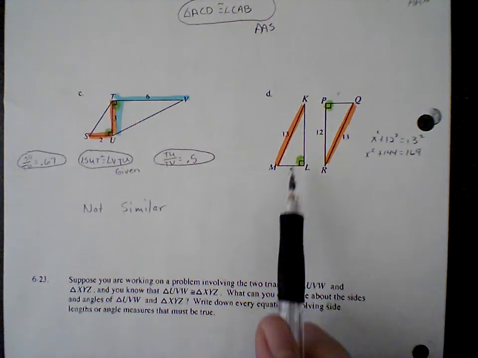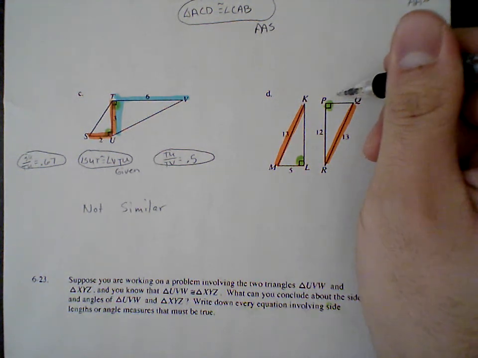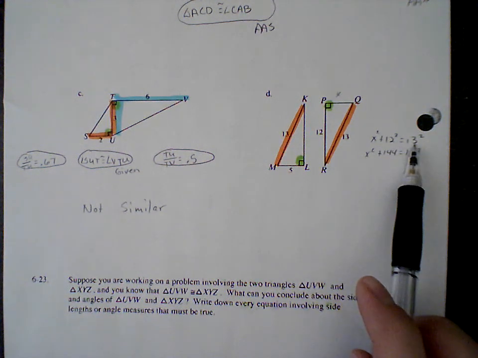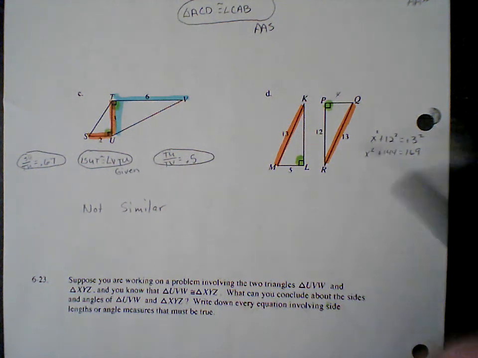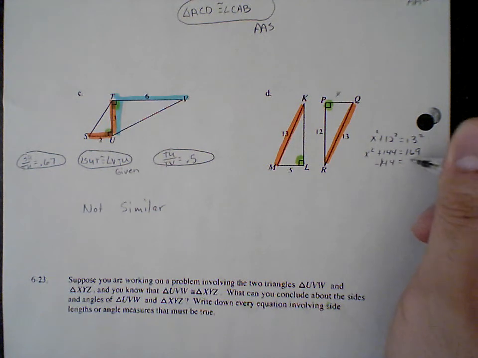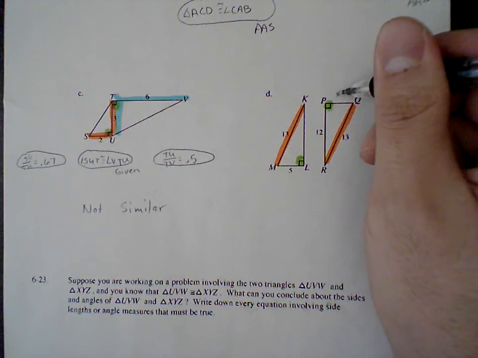So what I was saying is that we're going to use the Pythagorean theorem here. We're going to say that this PQ is X, so that I can set up the equation X squared plus 12 squared equals 13 squared. I then get X squared plus 144 equals 169. Subtracting 144 from both sides, you get 25. And so X squared equals 25. The square root gives X equals 5. So I know that this is 5.